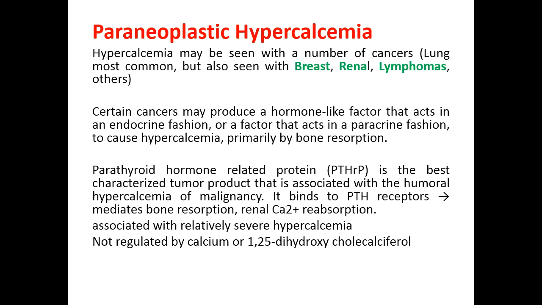It binds to parathyroid hormone receptors, mediates bone resorption and renal calcium reabsorption, and is associated with relatively severe hypercalcemia, which is not regulated by calcium or vitamin D. These cancer cells will produce hormone-like factors that act on the receptors of parathyroid hormone and mediate the bone resorption and renal calcium reabsorption. They will act on the bone, causing resorption of the bone, and they will act on the renal cells and cause increased reabsorption of calcium. And this will finally result in a severe increase in calcium concentration in the plasma.